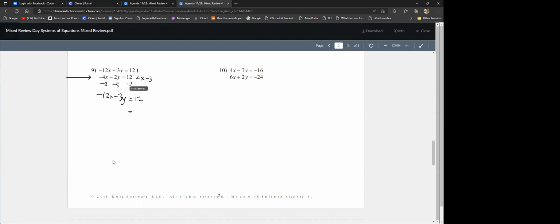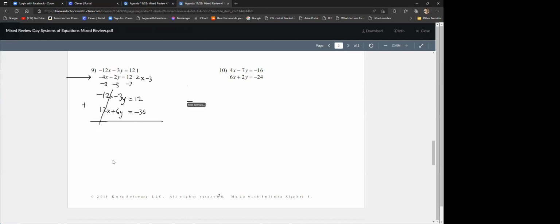What's negative 4 times negative 3? 12. 12x. What's negative 2 times negative 3? 6. Positive 6y. And what's 12 times negative 3? Negative 36. Now what are we going to do? Add or subtract? Add. Now we're going to add them. What happens when we add these two? The x's cancel out. There's your elimination, right? We just eliminated x.